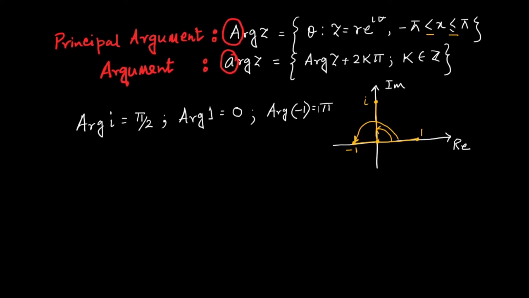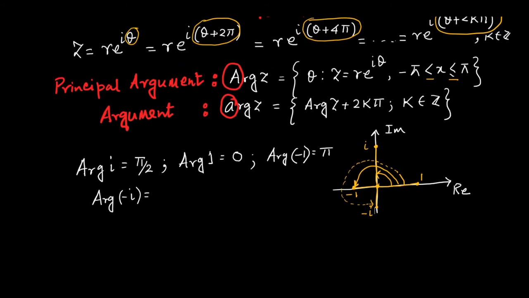Now, if I consider another example, say I'm trying to find the argument of minus i. Where will minus i lie? Minus i will lie somehow like this. So this will be my minus i. Here we need to be more cautious. If we consider this particular angle, this will be my R. The angle that it makes with the positive axis, if I measure it in the counterclockwise direction, exceeds pi. So this cannot be my principal argument, because this condition needs to be satisfied, which is not being satisfied here.